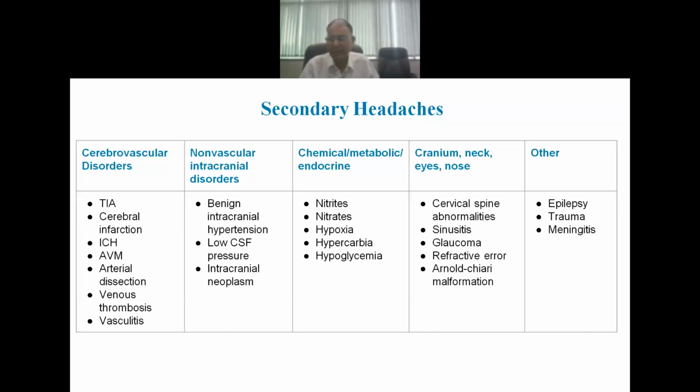Then cranium, neck, eyes and nose, cervical spine, sinusitis, and glaucoma is very, very important. Many times physicians, general practitioners and neurologists do not think about glaucoma at the first instance. Only if they do not find anything significant, they refer the patient to the eye specialist. Refractory error, of course, patient may need power glasses. Arnold Chiari malformation, a rare AV malformation inside the cranium, can give rise to pain. And epilepsy, trauma, and meningitis. Of course, epilepsy is not an important cause of headache. I'll be talking about the difference between migraine and epilepsy, and then you will realize that epilepsy is not an important cause of headache.